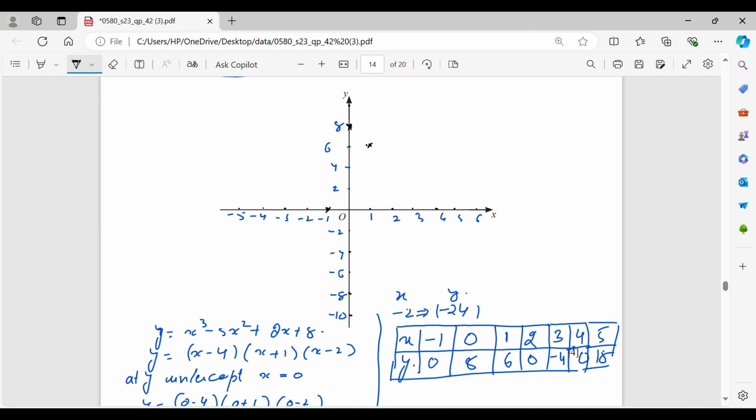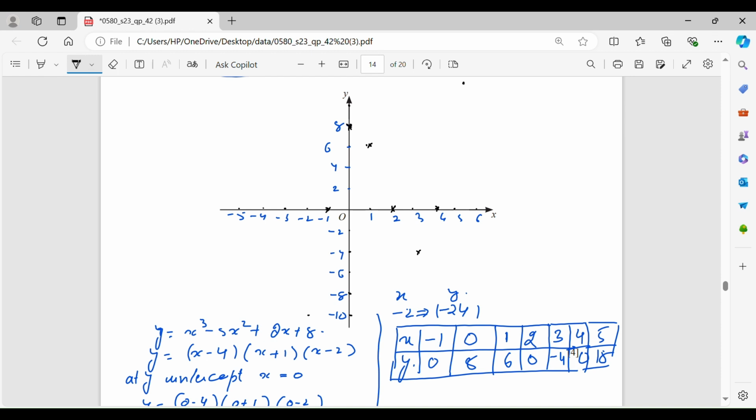Now at 2 it is 0. At 3 it is -4. This will be our point, right? And at 4 it is 0. At 5 it is 18. It means it is going positively up, right? At 5 I will take this, right? And at -2 it is -24. It is going down, right? I will take this point, right?